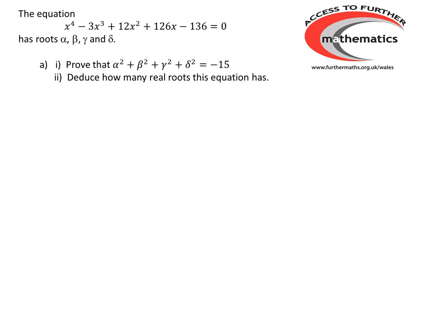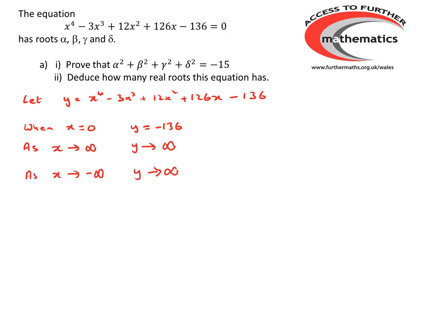So we've now got to deduce how many real roots this equation is going to have. Well, if we let y equal x to the 4 minus 3x cubed plus 12x squared plus 126x minus 136, first very obvious thing is that when x is 0, y is minus 136. What's more, because it's an x to the 4 graph, we certainly know that if x tends to infinity, y is certainly going to tend to infinity.